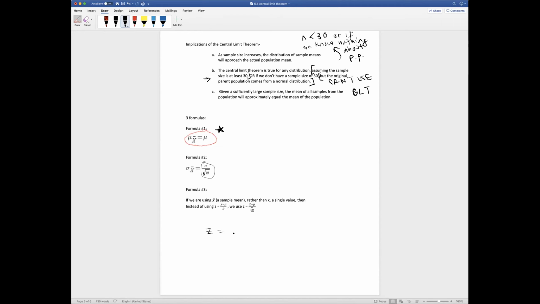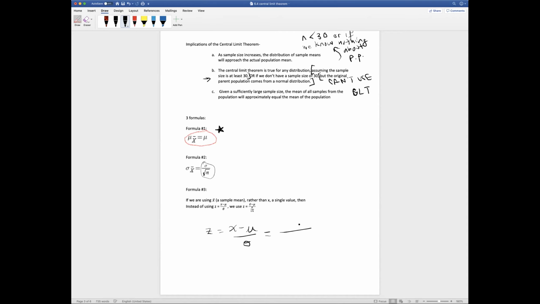Not just of single values, but we're going to talk about how to find probabilities of sample means. So we're going to talk about how to find the probability of X bar, or a sample mean. And when that comes into play, you guys remember we talked about the formula before that Z is equal to X minus mu over sigma.